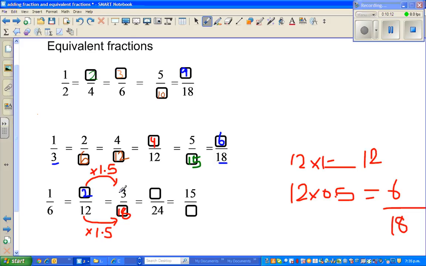Okay, now let us look at this question. So from here I want to go. So 6 times what is 24? So 6 times 4 is 24. So you do the same thing to the top number. So 1 times 4 is 4. So 1/6 is the same as 4 out of 24.